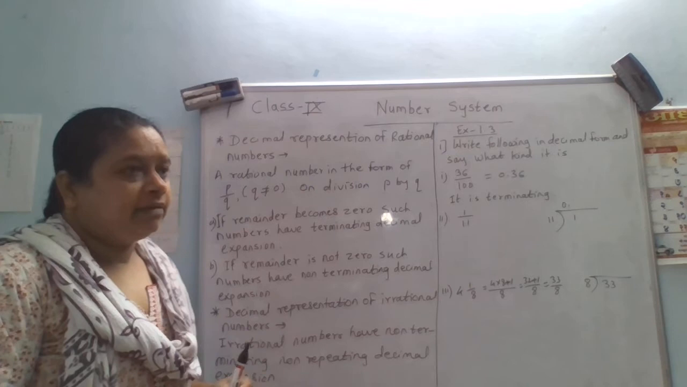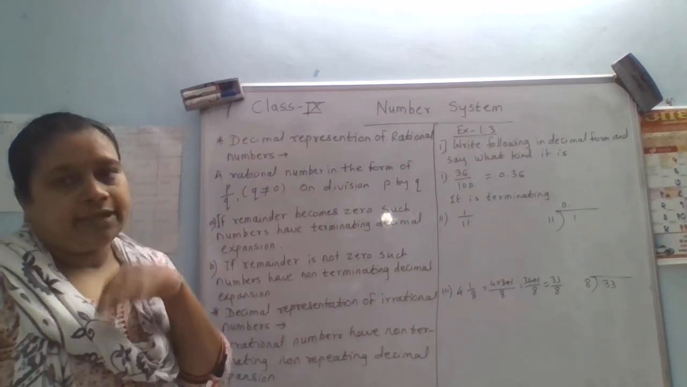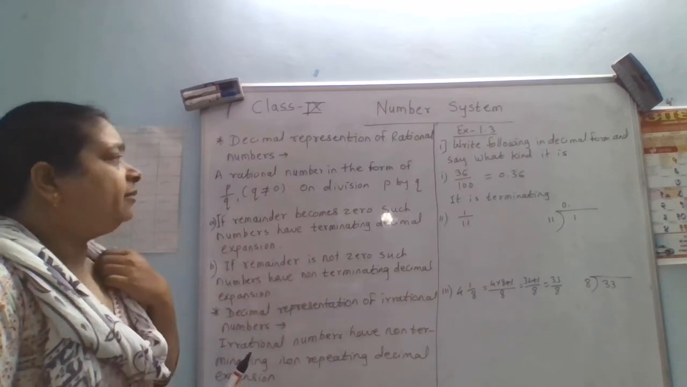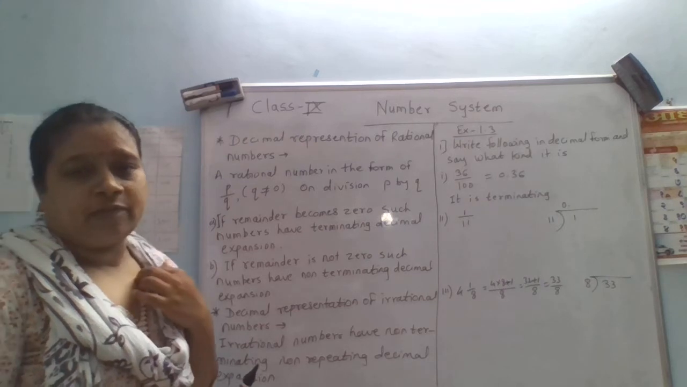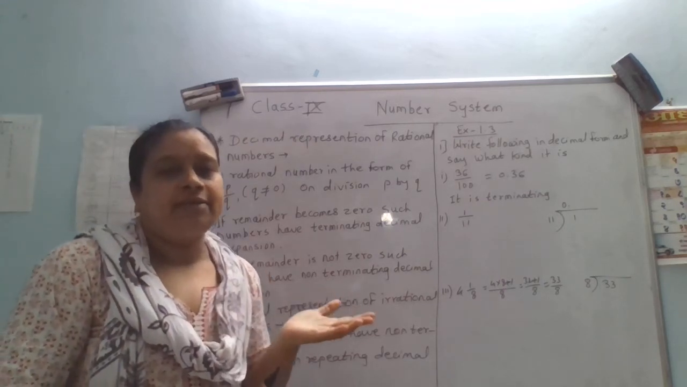We know that rational numbers are in the fraction form p by q, and after dividing we can write it in decimal form. Okay, there are two types of decimal expansion of a rational number. The first one is terminating and the second one is non-terminating.